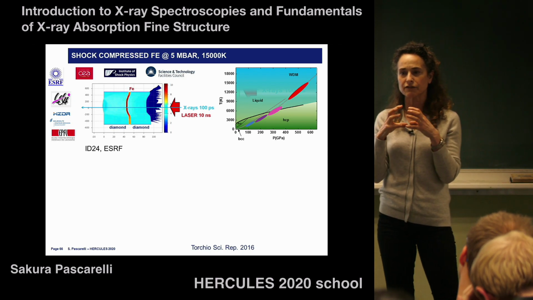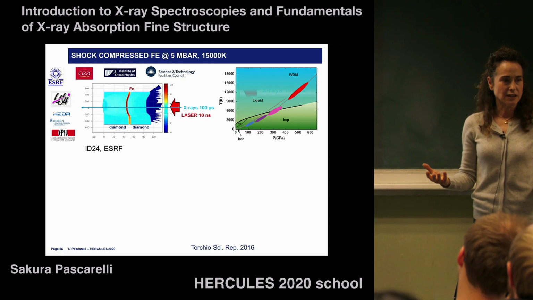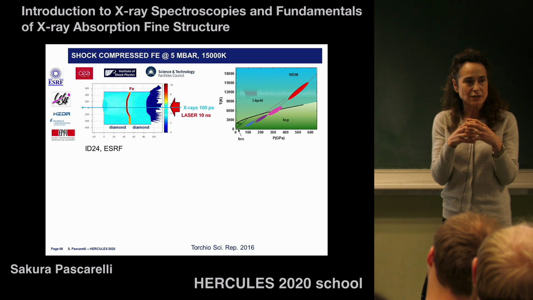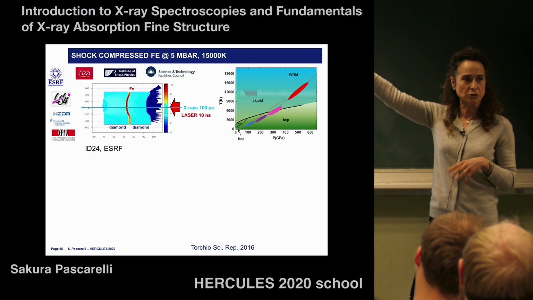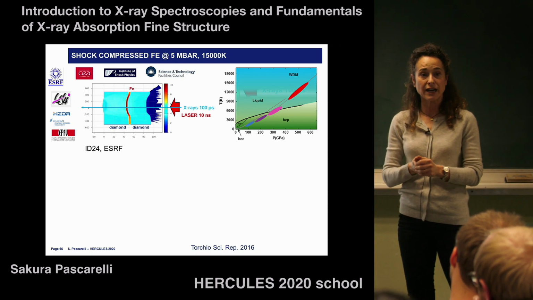So it's a state of matter which is too hot to be described by solid state models, and it's too dense to be described by plasma models. So it's this intermediate region where we don't have any good theory. So we really have to start doing measurements.